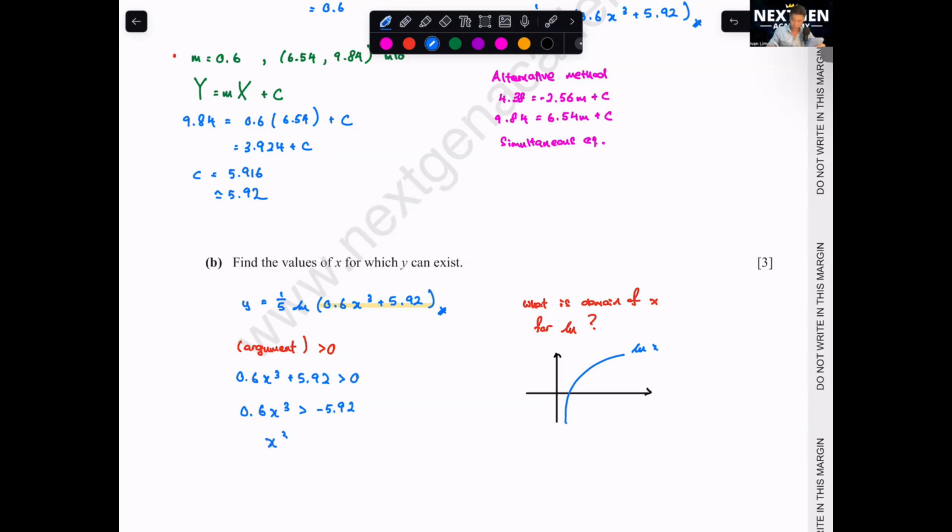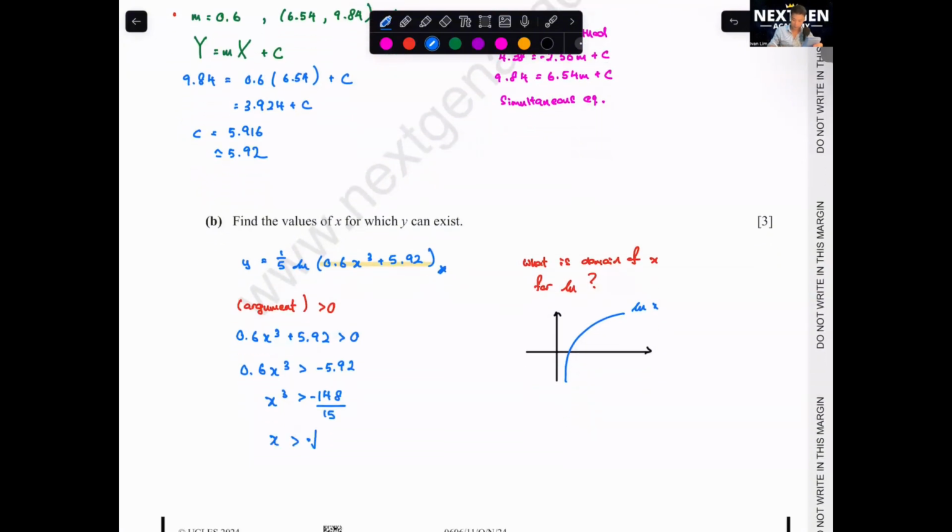Okay, so x cubed is more than, we can write here minus 148 over 15 first. And x is the cube root of negative 148 over 15, which we'll get x is more than 2.14. Okay, easy. So you need to connect back to your knowledge of log and logarithm. Sometimes they may ask you maybe exponential also.